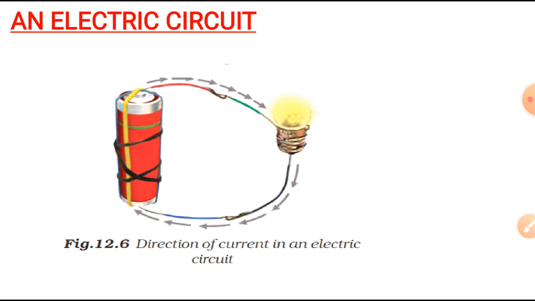There can be one more possible reason, that the cell which you are using might be an old one and all the chemicals inside it might have been used. That's why it's not producing electricity. So there are two possible reasons, and the third possible reason is that the wire may be old or broken inside. So by removing these possible reasons, you can make an electric circuit.